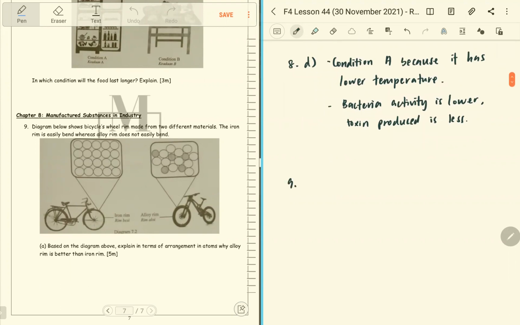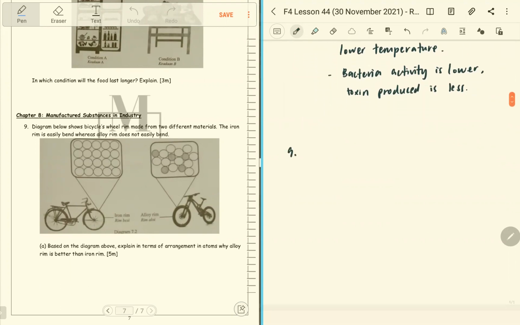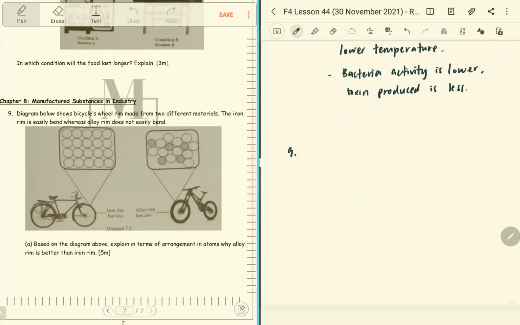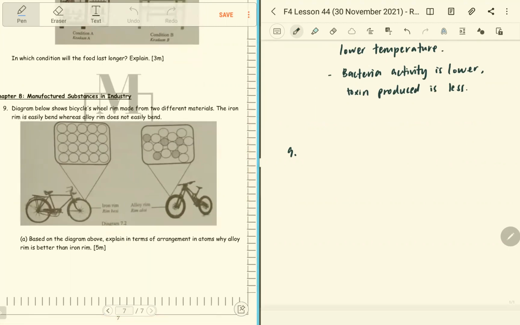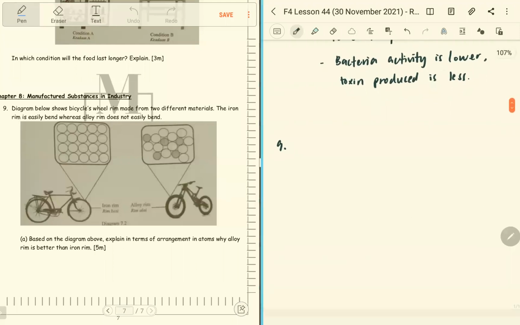Question number 9. The diagram below shows a bicycle wheel rim made of two different materials. The iron rim is easily bent, whereas the alloy rim does not easily bend. So this is about alloy. Based on the diagram above, explain in terms of the arrangement of atoms why the alloy rim is better than the iron rim. The answers for alloy are always very standard. We can write in this way.